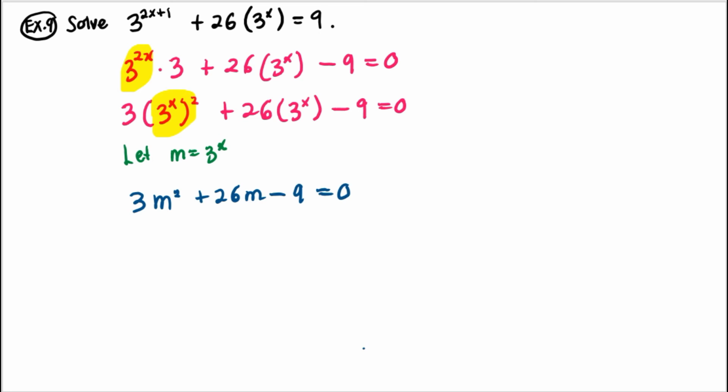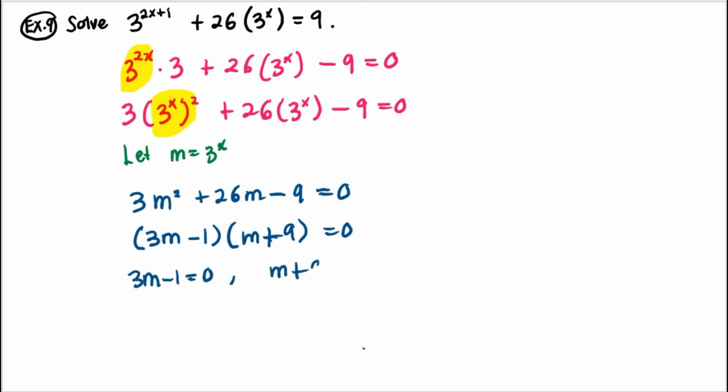Right now you see that this is actually a quadratic equation. So when solving quadratic equation, you have many methods. So you just use any easy method that you see. In this case, maybe I use the factorization. I have a 3m minus 1. Another one will be m plus 9. Therefore, the answer will become 3m minus 1 which is equal to 0. Another one, of course, m plus 9 will become 0. So in this case, m is equal to 1 over 3. Another one, m is equal to negative 9.